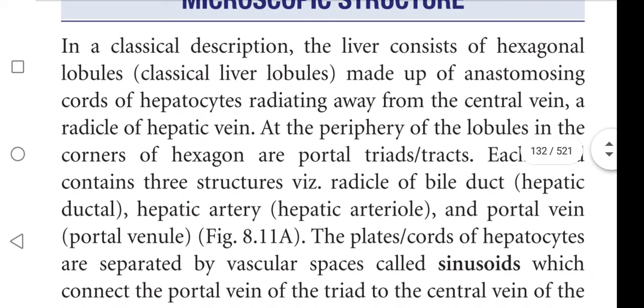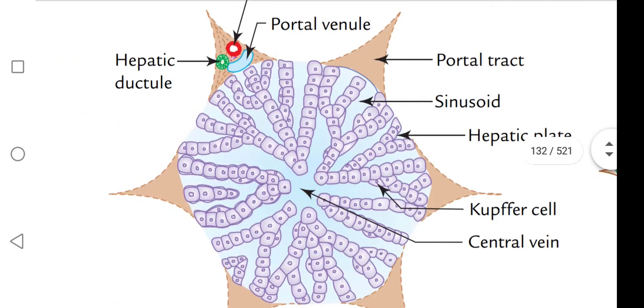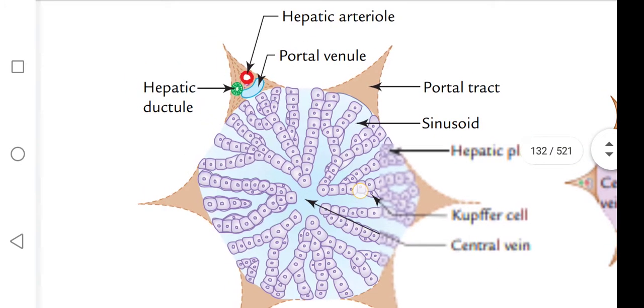Each tract consists of three structures: radicle of the bile duct, hepatic ductule, hepatic artery also called hepatic arteriole, and portal vein also called portal venule. Okay. See the figure that I showed before.